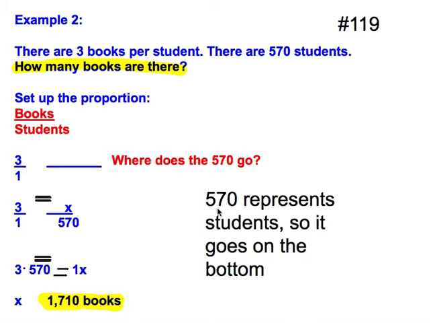Since 570 is students, it's going to go on the bottom, like we see here, and x is on the top because we don't know how many books for that many students. We solve it by doing cross products. So 1x equals 3 times 570, and 3 times 570 is 1,710 books. They asked how many books, so we're labeling in books.